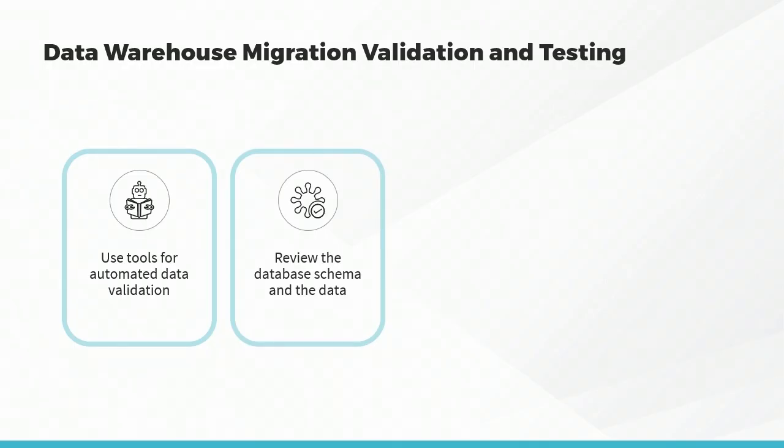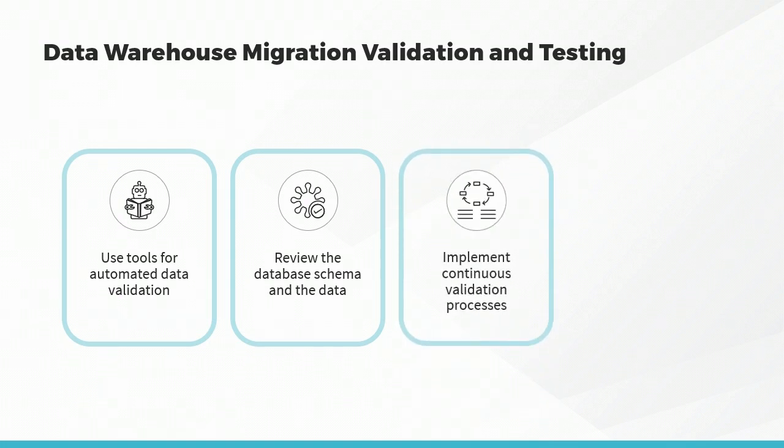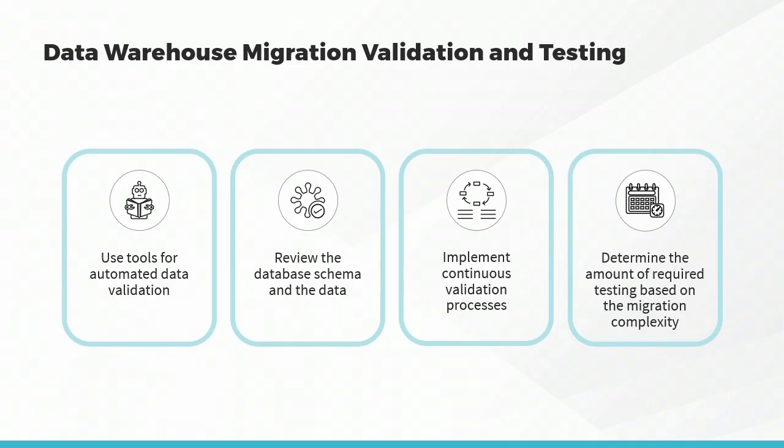So this is where it's part of our scope to make sure that the data is mapped correctly from one location to the other. We want to implement continuous validation processes so that as we move data from the source to target systems during migration, we get constant logs of any errors that pop up so that we have an idea if something's not valid or not. And we want to basically determine the amount of required testing based on the migration complexity.